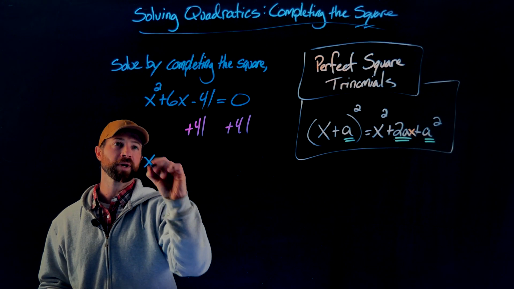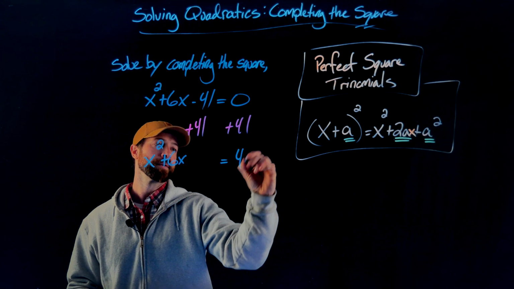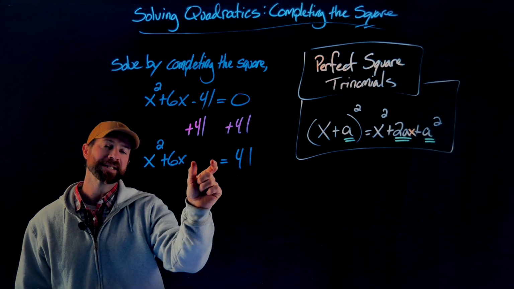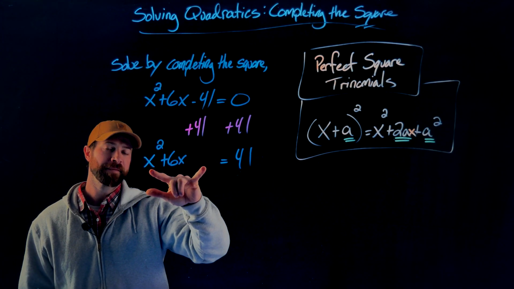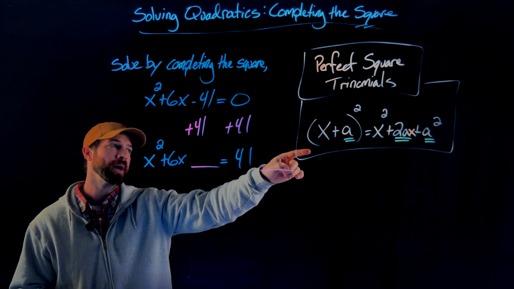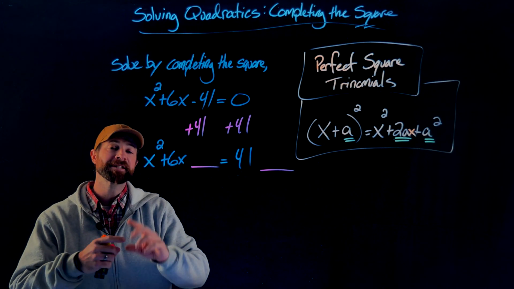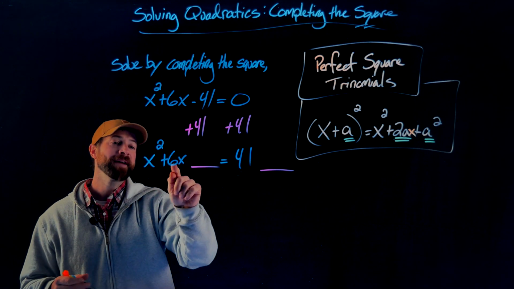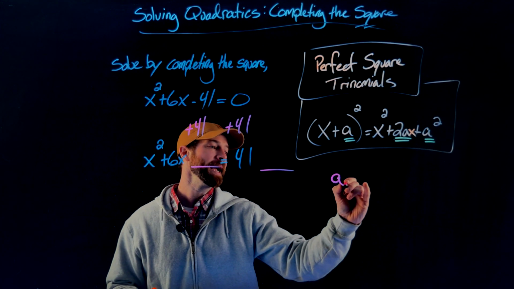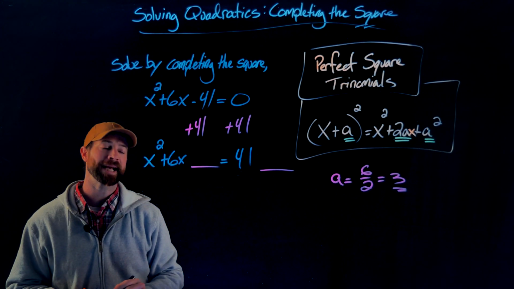I'm doing this because I'm trying to set up this left-hand side of the equation to become a perfect square trinomial. What I need to do is to add the specific constant, the specific number here, to make this a perfect square trinomial. This won't be too hard, actually, if we understand this formula right here and how these two coefficients relate to each other. Our first step is to find this a value. The a value is always half of this b coefficient, or the linear coefficient. So in this case, a equals 6 divided by 2, which is 3.